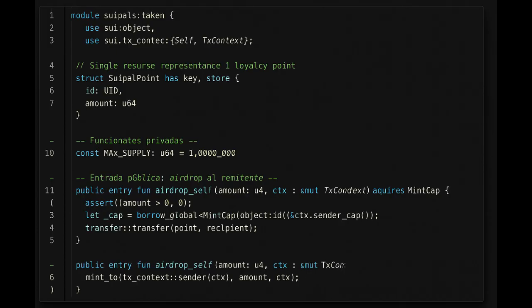Constants sit under a dedicated heading. MAX_SUPPLY will come into play when we add a total supply counter in lesson 2.2. Finally, airdrop_to_self is an entry function. Any wallet can grant itself points during beta testing. Notice the acquires MintCap clause. Transparency first. Compile now and the skeleton passes, though the supply check still awaits the next lesson.